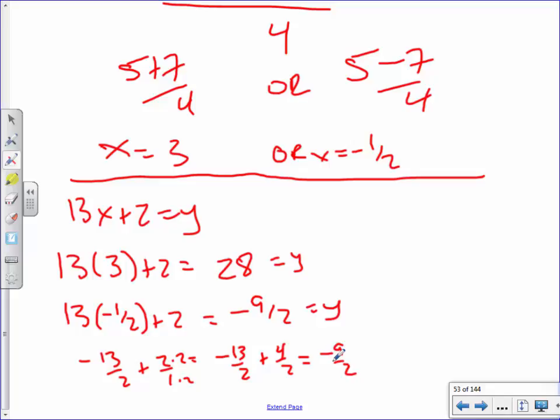I'm finally done. Here's my answers. X can be 3 or minus a half. And it looks like Y can be 28 and minus 9 over 2. That was fun.